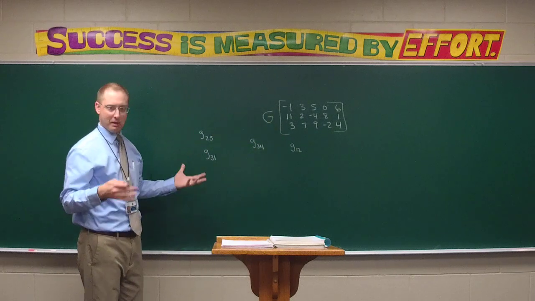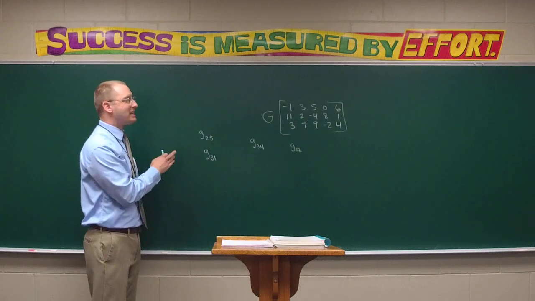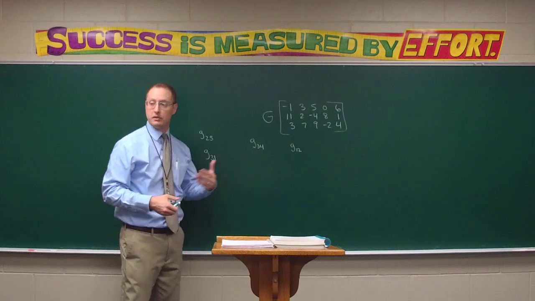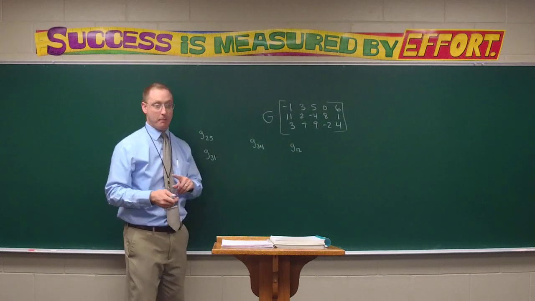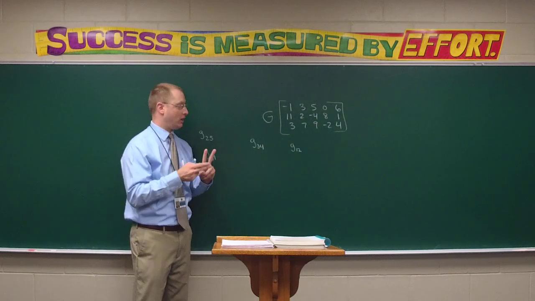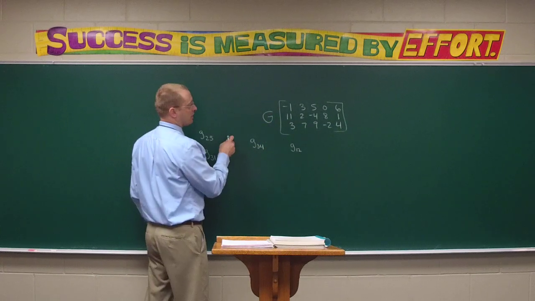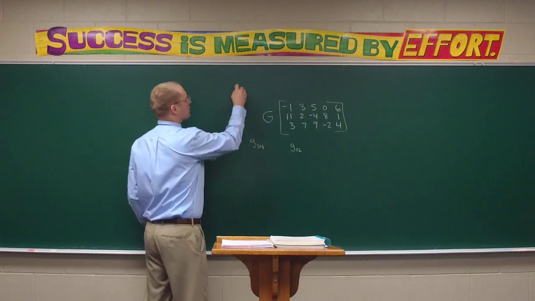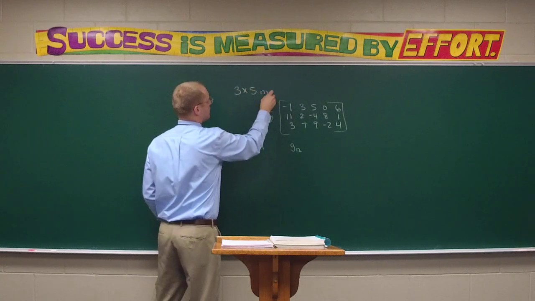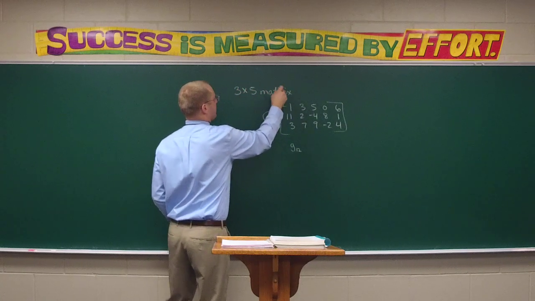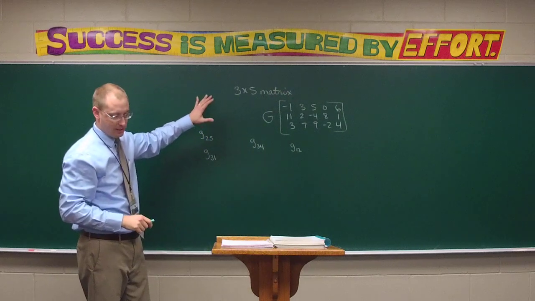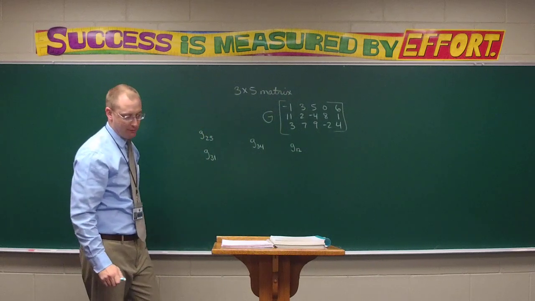Do you remember talking about this? We talked about the size of a matrix, and we said that the size of a matrix is basically the number of rows by the number of columns. So what is the size of this matrix, Maddie? Good, it's a 3 by 5 matrix. That's going to be very important with what we're going to talk about a little bit later on today.